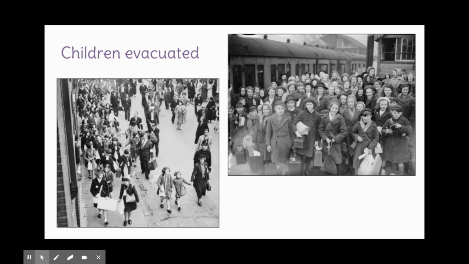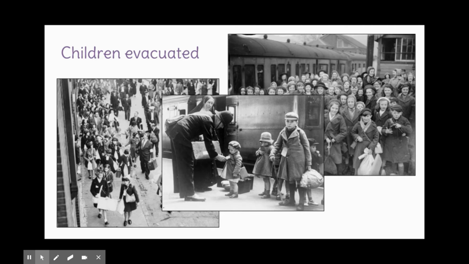Children were evacuated from cities across England. Much of the bombing was of London, but some other British cities were hit as well. If parents had relatives who lived in the countryside, they sent their children to go live with them until the danger had passed. The British government organized to send millions of children out of the cities by train. They were then placed with volunteer families or in special group homes in the country.